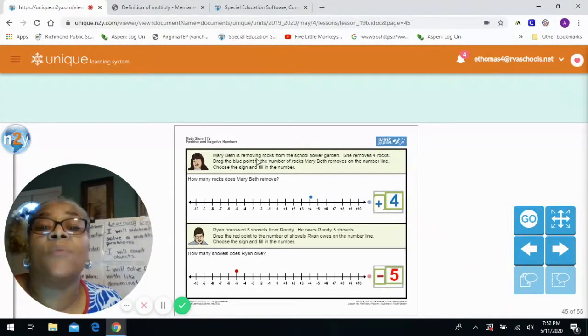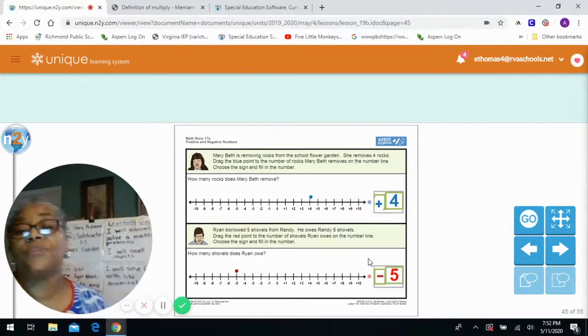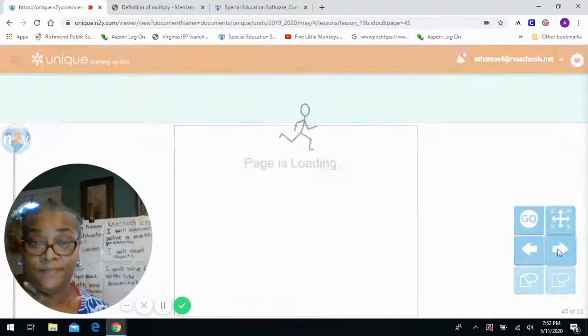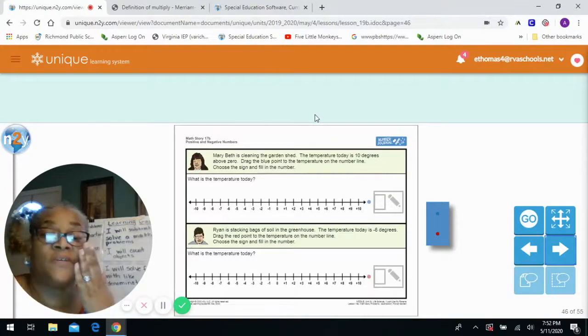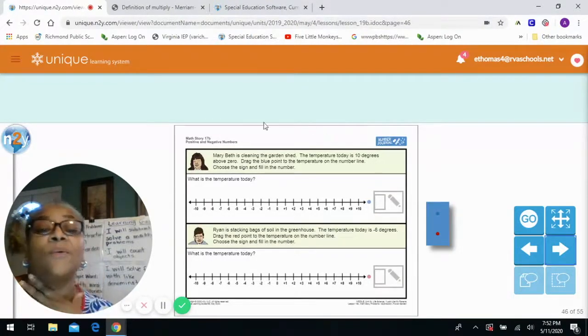Okay, so let's look at our wording. She removes rocks. She is removing rocks from the flower garden. She removes 4 rocks. Okay, now he owes. He owes. That means he doesn't have it. He owes. So that's why that's the negative. All righty. Okay, let's do this one and then we're going to go on.